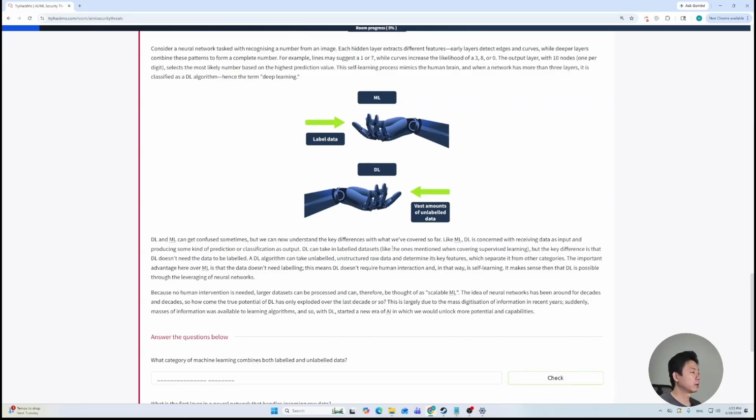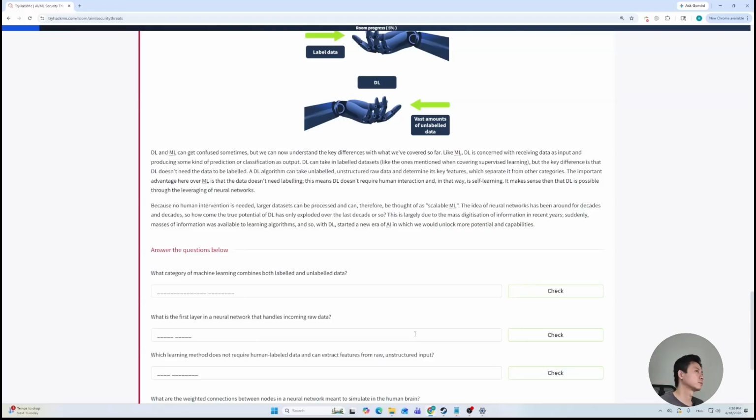It makes sense that deep learning is possible through the leveraging of neural networks. Because no human intervention is needed, large datasets can be processed, and it can therefore be thought of as scalable ML. The idea of neural networks has been around for decades and decades. So how come the true potential of deep learning has only exploded over the last decade or so? This is largely due to the mass digitization of information in recent years. Suddenly, masses of information were available to learning algorithms, and so, with deep learning, started a new era of AI in which we will unlock more potential and capabilities.